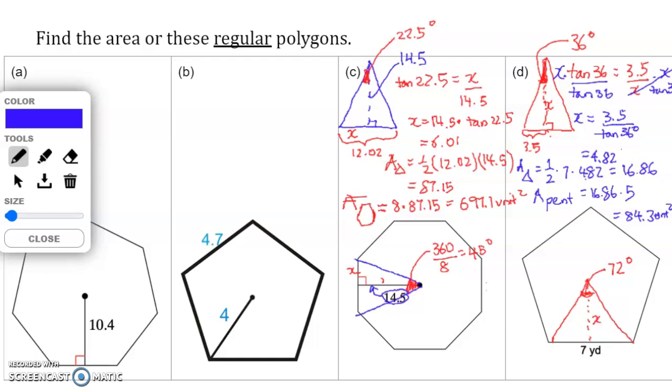So even when we're just given the side length, if it's a regular polygon, we can figure out the rest of the measurements, because we can figure out the central angle, and then we can figure out the area of the triangle, and then multiply that by the number of triangles and figure out the area.